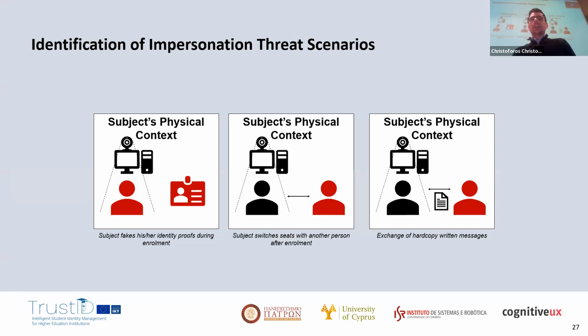And the third type, the third image, sorry, we have passed the initial phase properly. We showed our identity card, but there is another person in the same room and he or she provides me with some notes, some messages written on paper, and I can take a look at the answers and cheat on the exam.